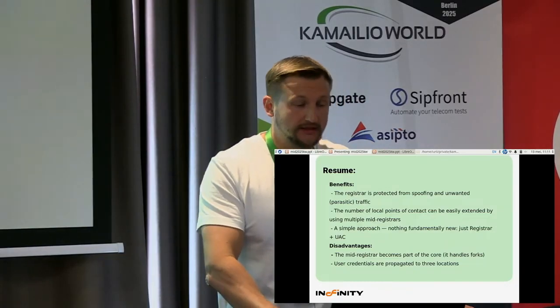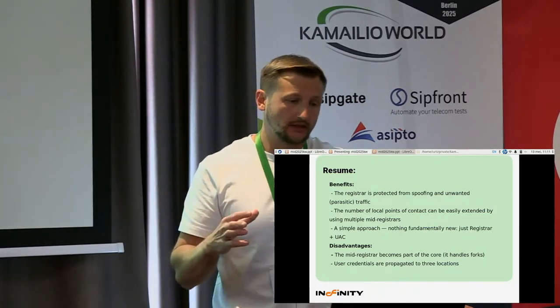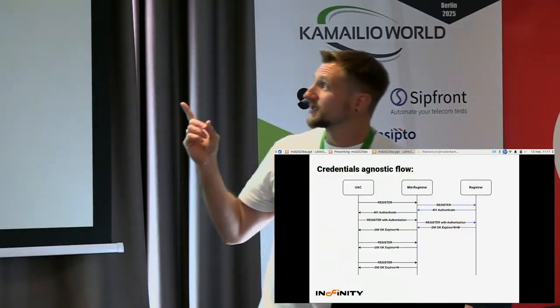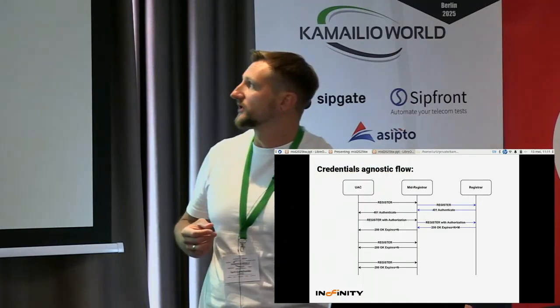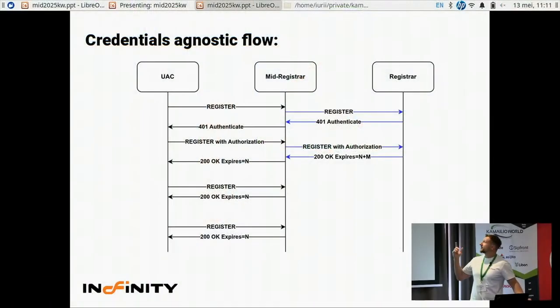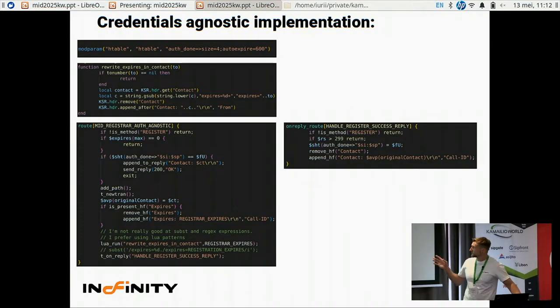Yet another scenario is the credentials agnostic schema. The call flow is a little bit different. Let's say the register flow, right? We propagate the register to the registrar. The registrar answers with a 401 or 407, whatever, and stays there. The register comes with the authorization header, and we propagate it, update expires and send it back. So this schema basically works on a caching mechanism, let's say. That's how it looks.